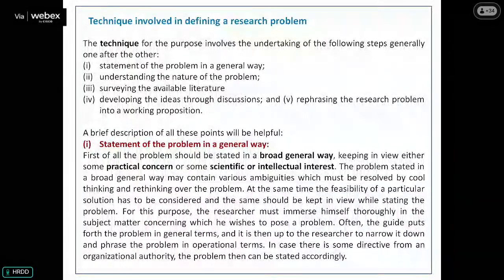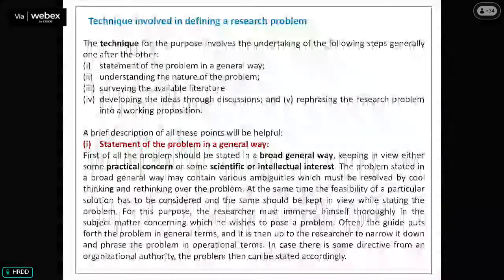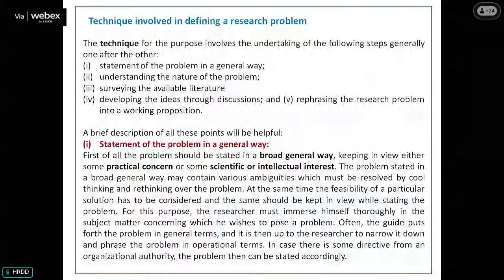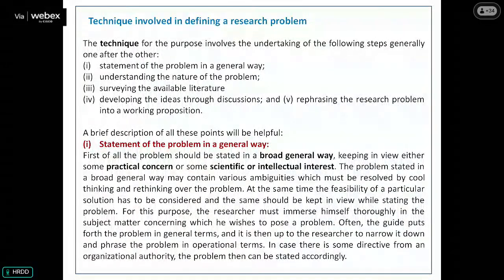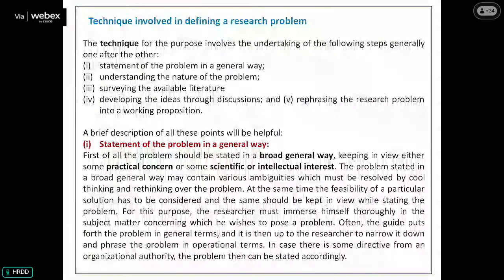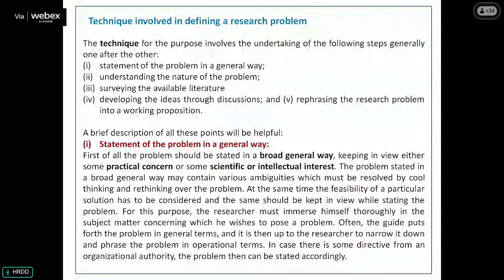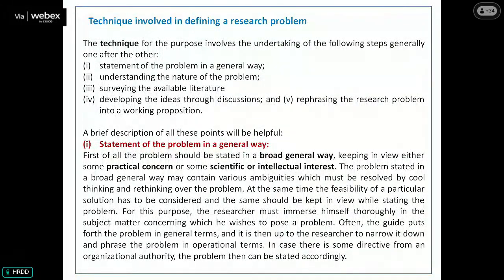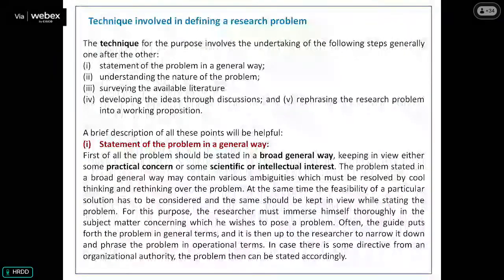Often the guide puts forth the problem in general terms. So all of you have got some general topics from your guide. This is more general, like nanoparticles, metal nanoparticles, or oxides, or catalyst or electrocatalyst, or metal organic frameworks, like that. Broad. But which one, that you have to decide.